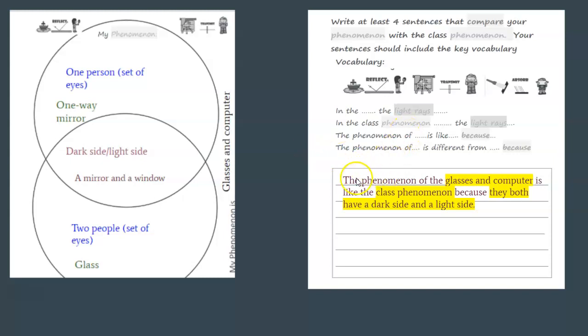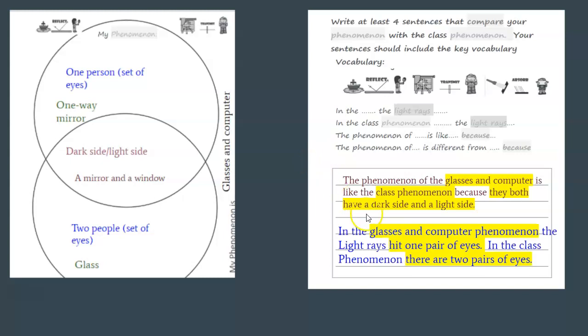Here's my first attempt. The phenomena of the glasses and computer is like the class phenomenon. This is the sentence frame I'm using, because they both have a dark side and a light side. There. I've written one sentence. It's a compound sentence. It's pretty complex, but I've written one sentence about them. Let's try another one. In the glasses and computer phenomena, the light rays hit one pair of eyes. In the class phenomena, there are two pairs of eyes.